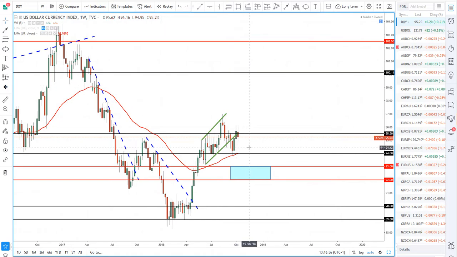So to start with, we've got an inside bar forming on the weekly key level of 95.5. To me, that shows the energy to the upside is being exhausted again. So I am looking more on the bearish side of the dollar.